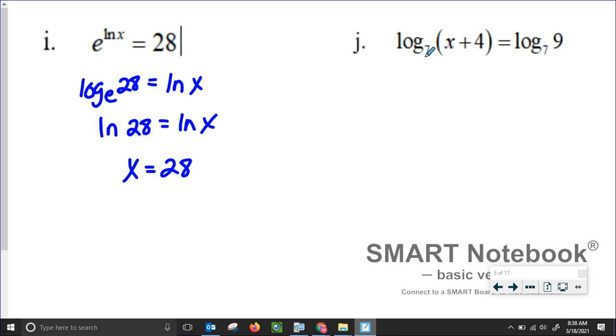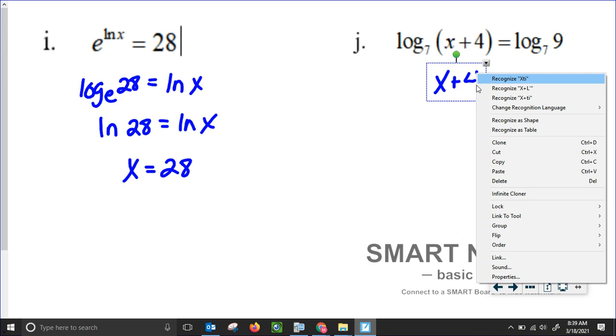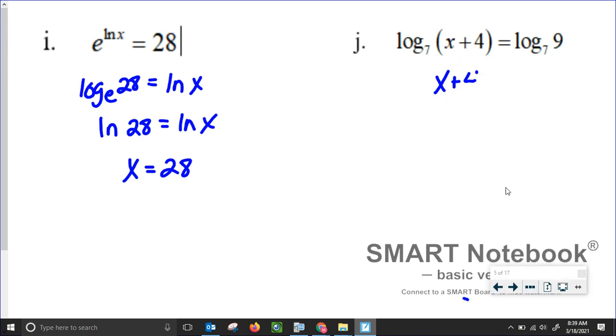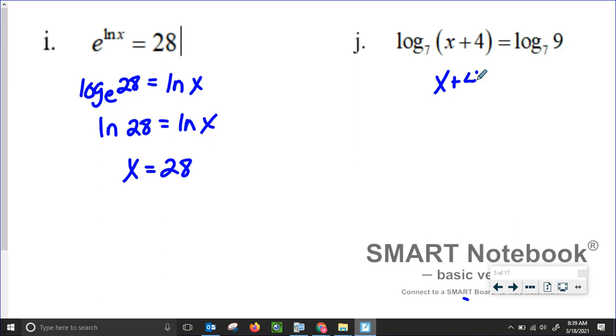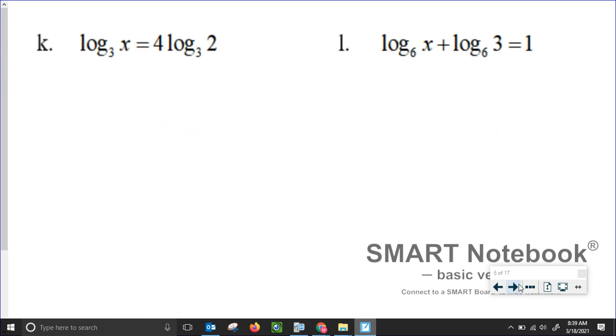All right, same concept over here. If log base b of x is equal to log base b of y, then x must equal y. So I can just set my arguments equal to each other here. So x plus 4 is equal to 9. So x is equal to 5. Pretty straightforward there.